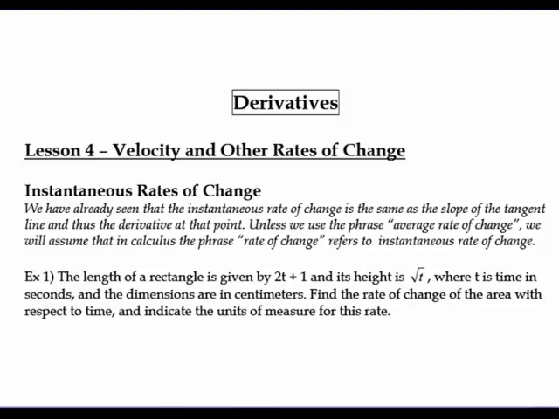So basically what I want to talk about first is we've already seen the instantaneous rate of change is the same as the slope of the tangent line, and thus the derivative at that point. Unless we use the phrase average rate of change, we will assume from now on that in calculus the phrase rate of change refers to instantaneous rate of change. In other words, if I just ask what's the rate of change at 2, you can assume I mean instantaneous. If I say what's the average rate of change, then you know I mean average rate of change.